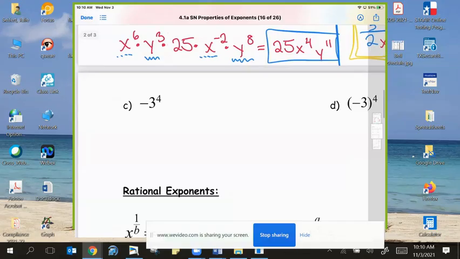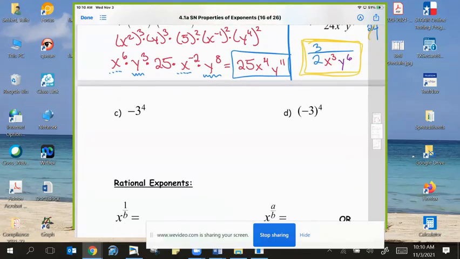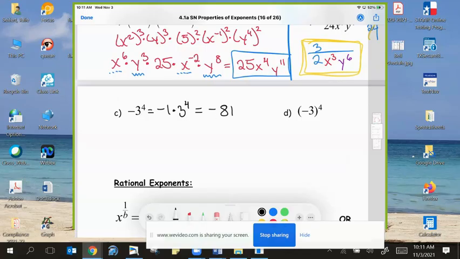So now let's check out C. Okay, C and D go together. What we need to remember is order of operations. Exponents come before multiplying. In part C, this negative sign is not in parentheses. So the only part that's being raised to the power of 4 is the 3, not the negative sign. So this is actually like negative 1 times 3 to the power of 4. So this ends up being, 3 to the 4th is 81. So this ends up being negative 81.